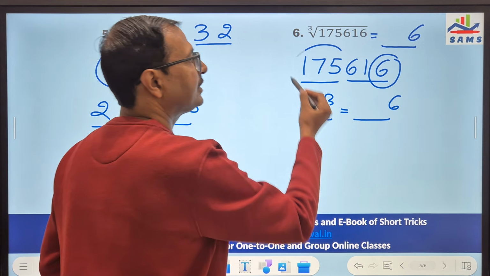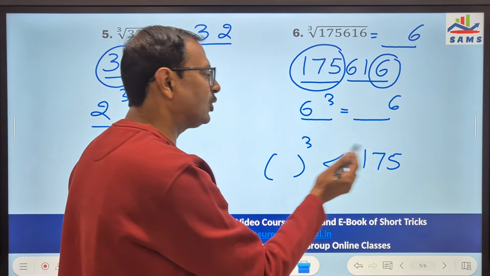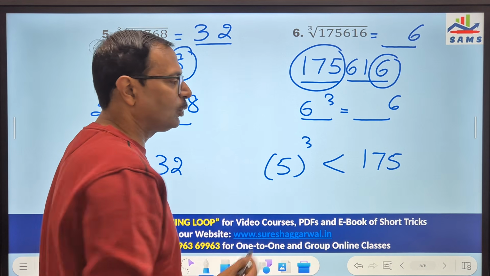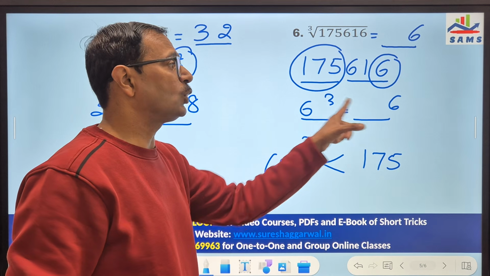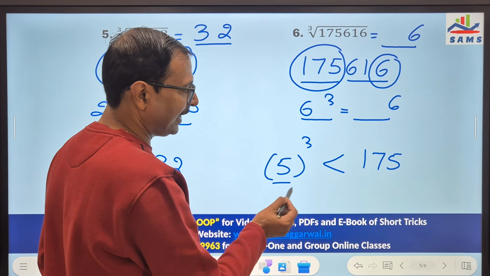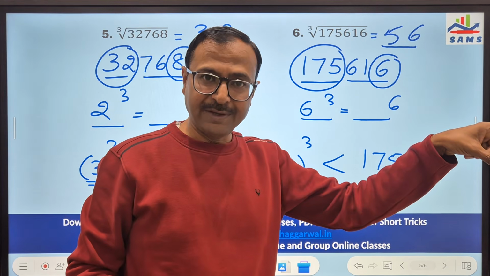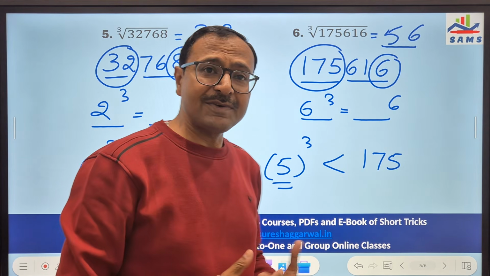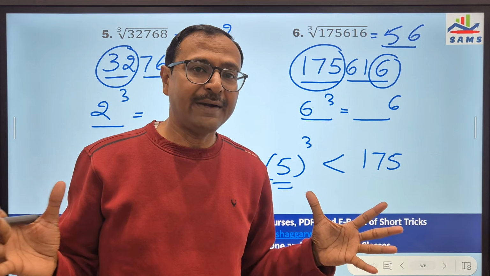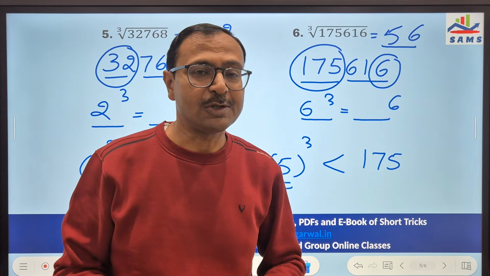And then 175, the remaining number. You should find a number whose cube is very close to 175 but below 175, okay? So how about 5 cube? 5 cube is 125. 6 cube is 216, which is above 175. I don't want to go above that number. So 5 is the remaining part of the answer, and the cube root of 175616 is going to be 56. See, the observation method and knowledge of basic single-digit cubes is what is required as the concept of this particular trick, and you will crack cube roots of 7-digit numbers also orally.